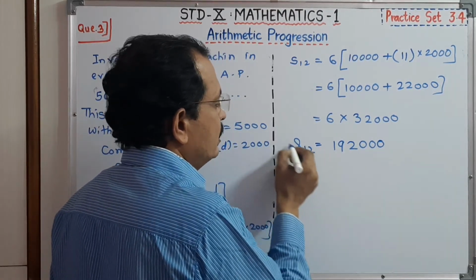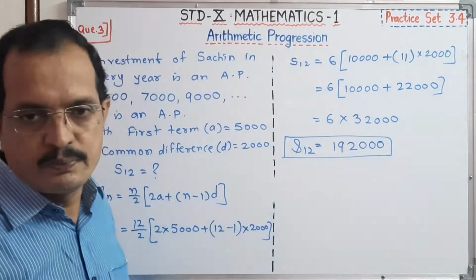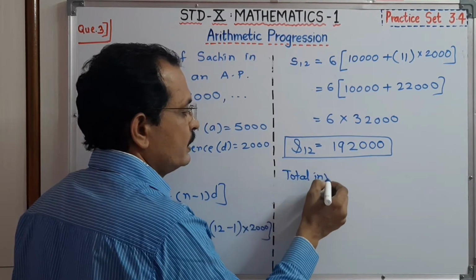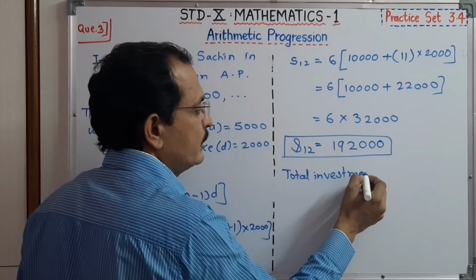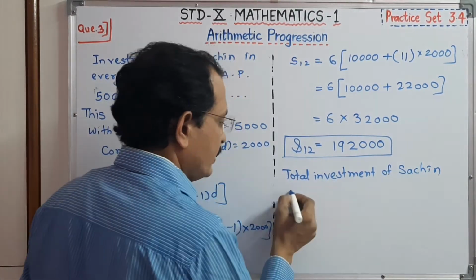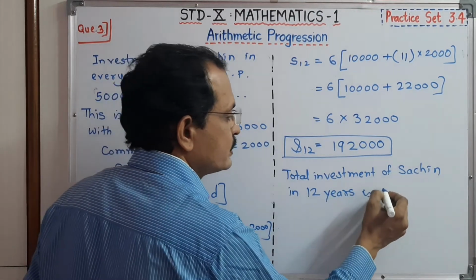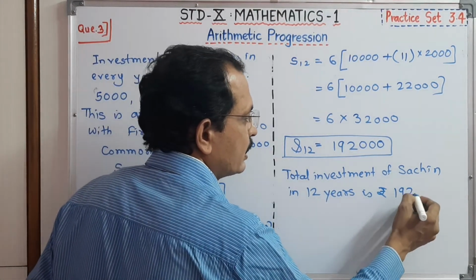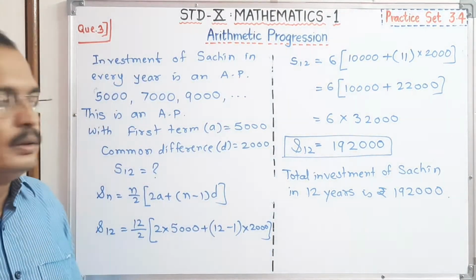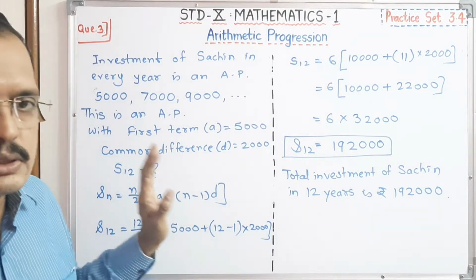Therefore S12 is equal to 1,92,000. Therefore total investment of Sachin in 12 years is rupees 1,92,000. Got it? Very easy, very simple, and interesting sum is there.